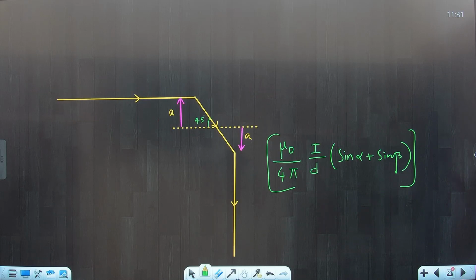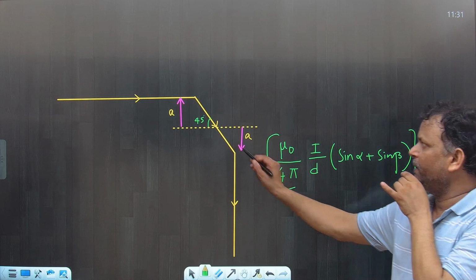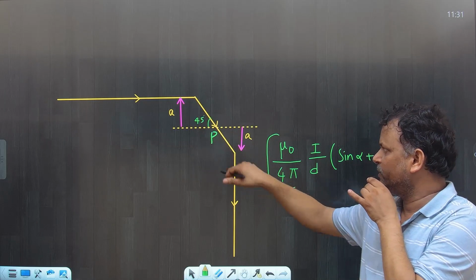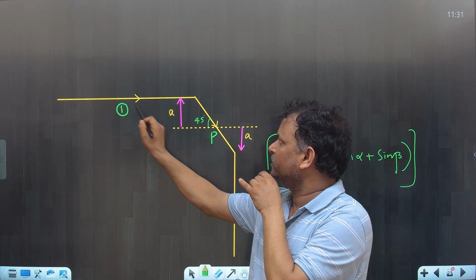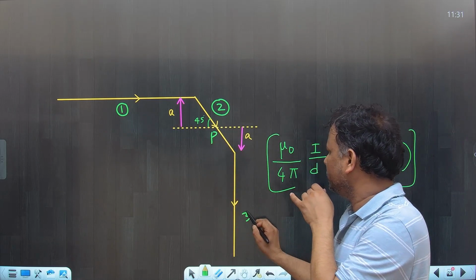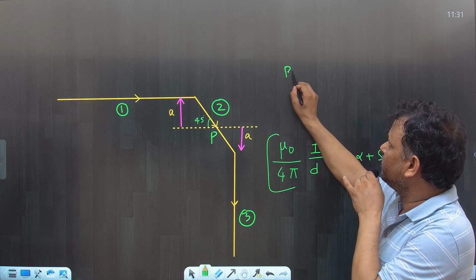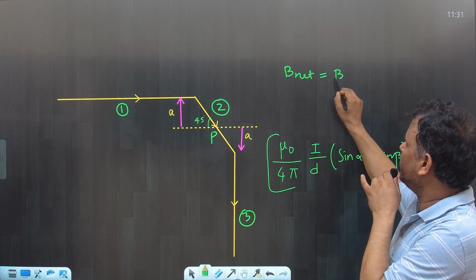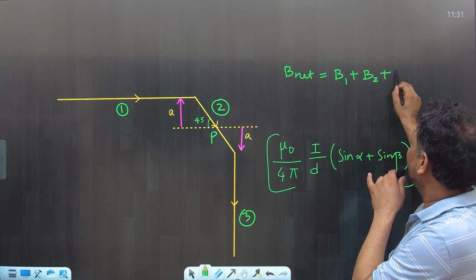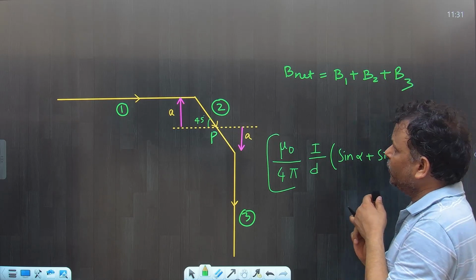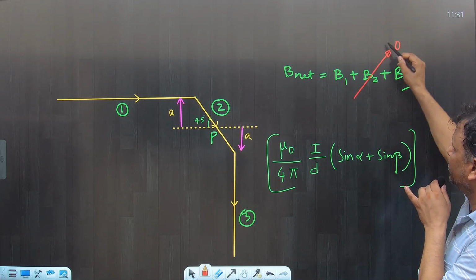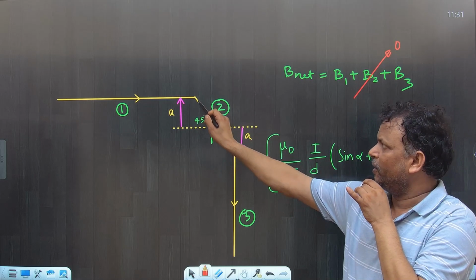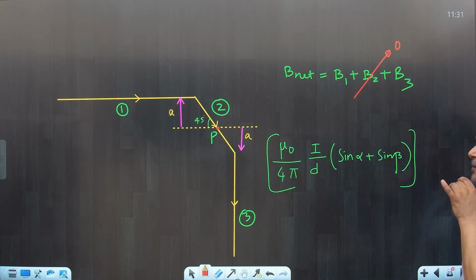Now let us discuss the magnetic field at point P in this case due to this system. So this conductor has three parts, first, second and third, right? So you will write B net will be equal to B1 plus B2 plus B3. So what will you say? Due to part 2, the magnetic field will be 0 because the point at which you have to find it is on the line, that's why the magnetic field at P will be 0.